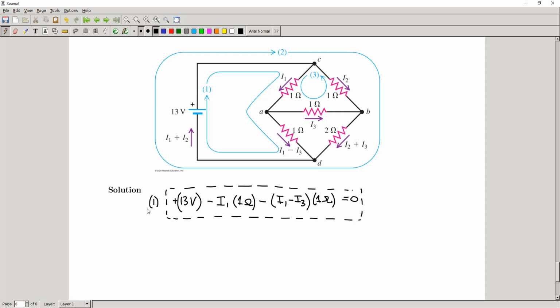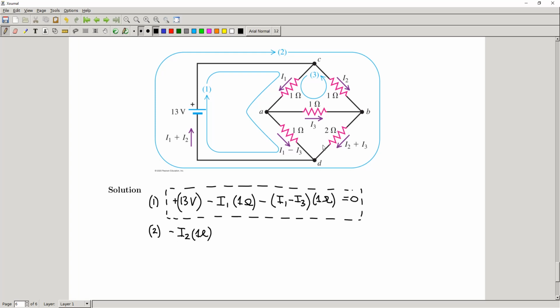Equation 2 is going to be around loop 2. So loop 2 now takes us around the whole outside. Let's get that one going. I'm going to try to keep the diagram on screen while I generate these first equations, and then we'll work with them afterward. So what are we doing? Let's start at point C here, and we're going to go around loop 2. We're going to go across this 1 ohm resistor in the direction of I2. So we're going to pick up minus I2 times the 1 ohm resistor.